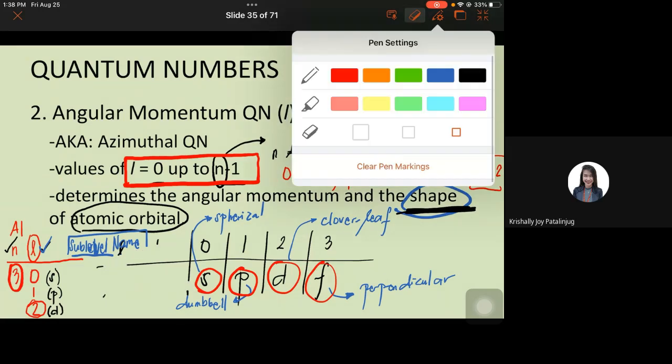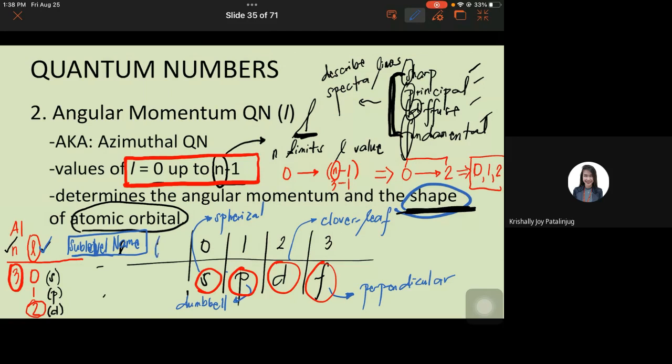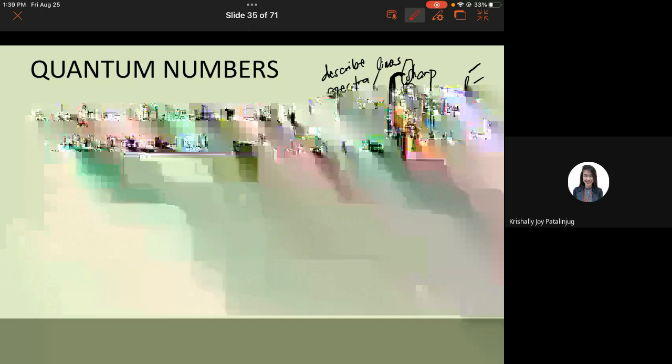Now, regarding the sublevel name, that consists only of the N value, meaning the number, the value that represents the N, followed by the letter that designates the L value. That's what you need to identify the sublevel name, given only the N and the L. Therefore, for this N and L value, its sublevel name would be 3S.